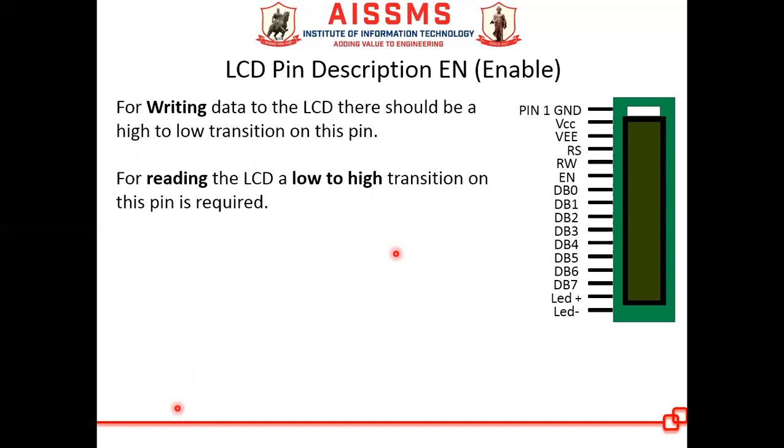Then the enable pin is used for both reading and writing. So for writing data, you should give a high to low transition on this pin, and for reading data from the LCD, you need to give a low to high transition. So if you have given some data on the data bus, and you have set RS and RW appropriately, you need to give a pulse on the enable pin.